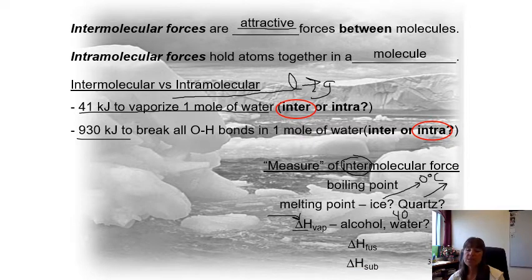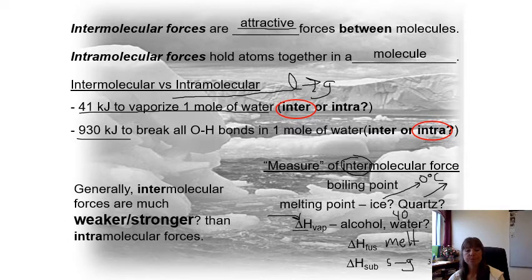Heat of fusion and heat of sublimation, same idea. These are enthalpies, and those are for phase changes. Fusion means melting, and sublimation means going from a solid directly to a gas. So that's solid to a gas. So generally, these intermolecular forces are much weaker than intramolecular forces.